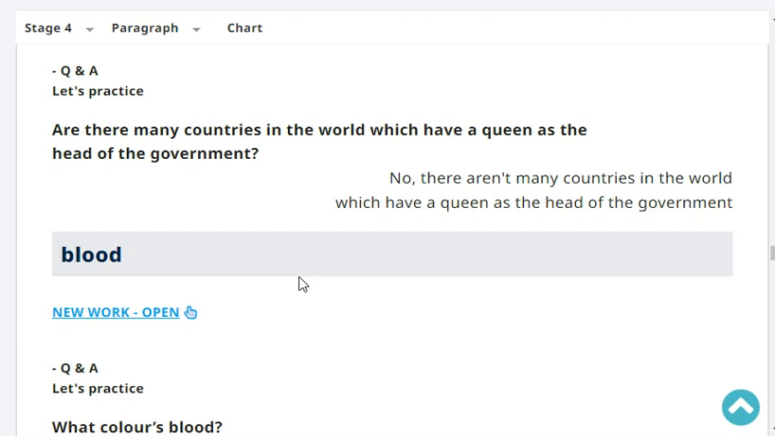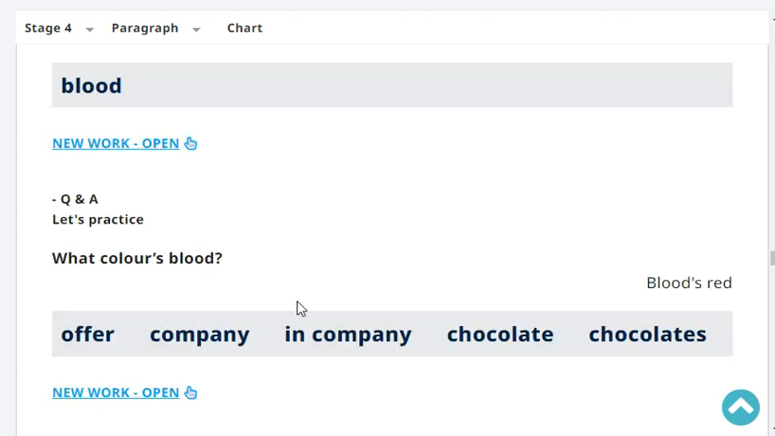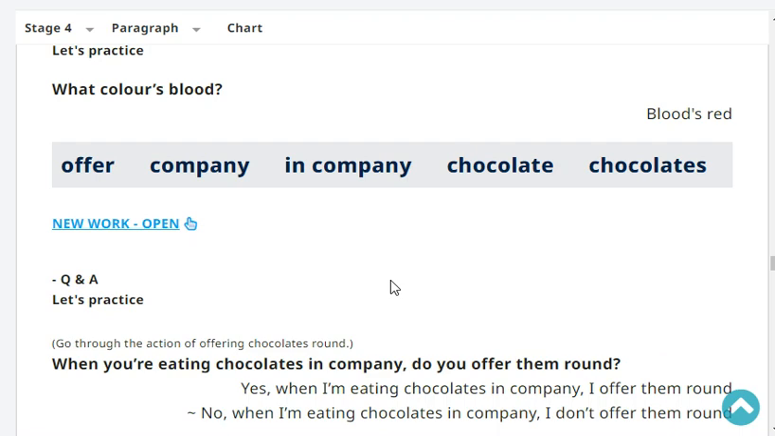No, there aren't many countries in the world which have a queen as the head of the government. Very good. What color's blood? Blood is red. Or the color of blood is red.